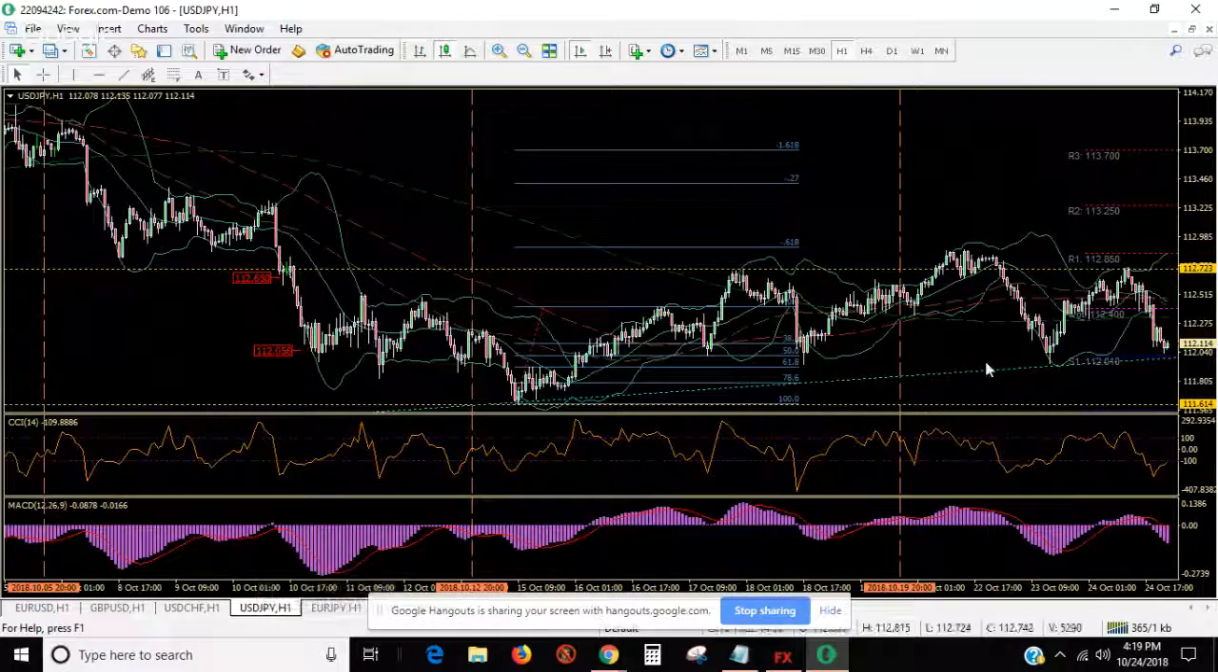The dollar yen is a bit choppy, just coming back and testing this trend line that you see right here. This is the dollar yen. I'm not going to talk about the Japanese yen futures now. We're going to talk about that, and I'm going to post that video in the members section later on this evening. But again, this is the 1 hour time frame.